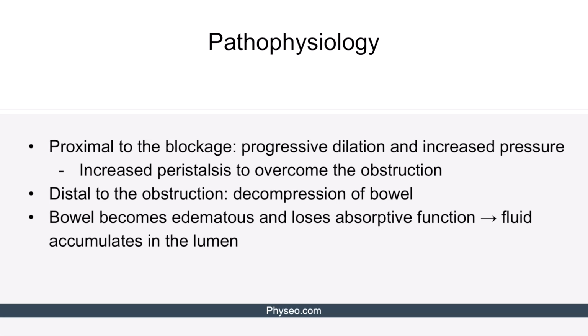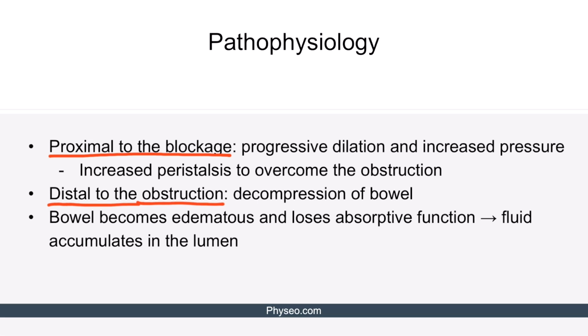When there is obstruction of the bowel, there are changes in the bowel proximal and distal to the blockage. Proximal to the blockage, there will be progressive dilation and increasing pressure, and intestinal contents and fluid become backed up. The intestine responds by increasing peristalsis to overcome the obstruction. These peristaltic waves are what lead to the colicky abdominal pain associated with obstruction.